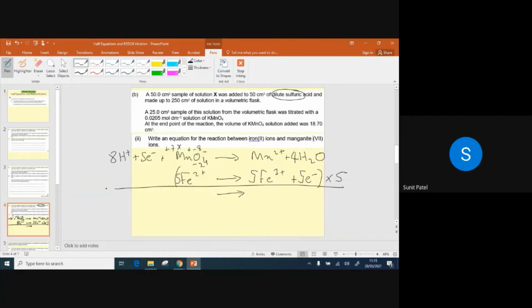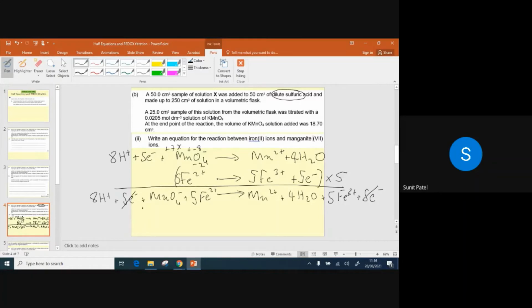Okay, now we're ready to add up everything under the line: 8 H+, 5 electrons, plus MnO4-, plus 5 Fe2+ ions. And then after the arrow, I've got Mn2+, 4 H2O, 5 Fe3+ and our 5 electrons. At this point, we can cancel electrons if we wish. There they are, off they pop.